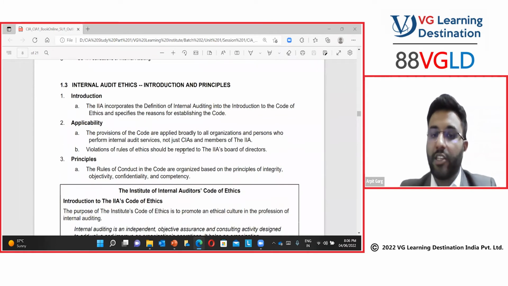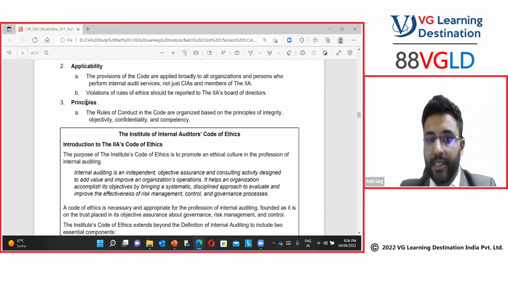Violation of rules of ethics should be reported to the IA Board of Directors. So the Institute of Internal Auditors Board of Directors, if anyone is violating the rules of ethics, it should be reported to the IA Board of Directors. Now again, coming to the principles, it says the rules of conduct in the code are organized based on the principles of integrity, objectivity, confidentiality, and competency.